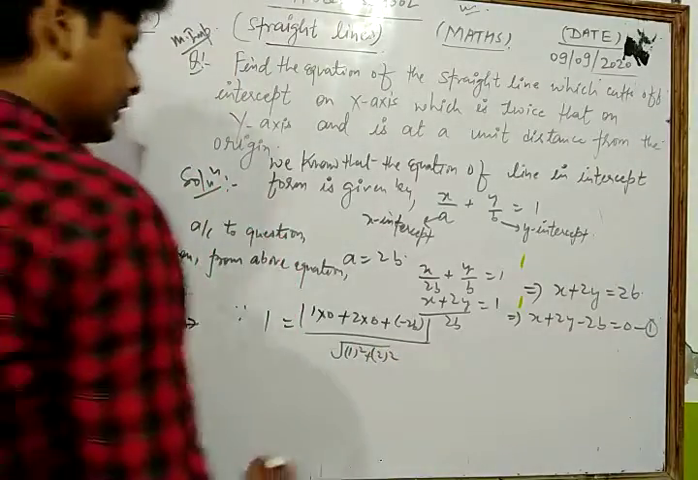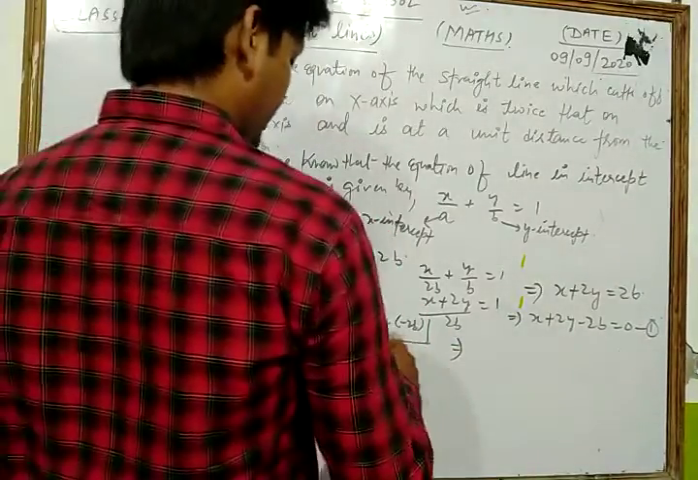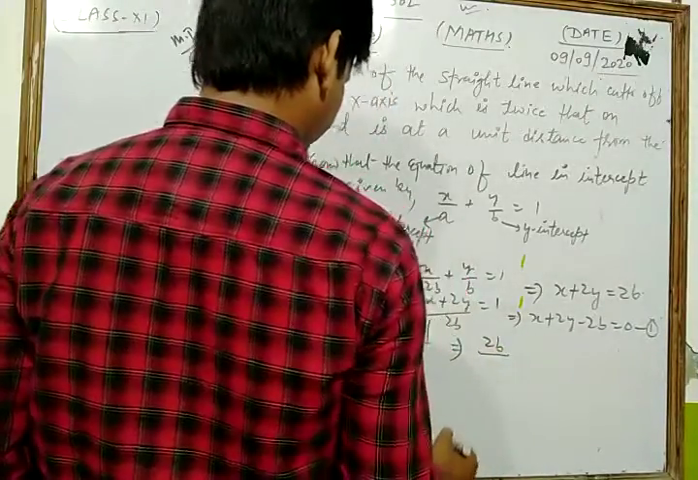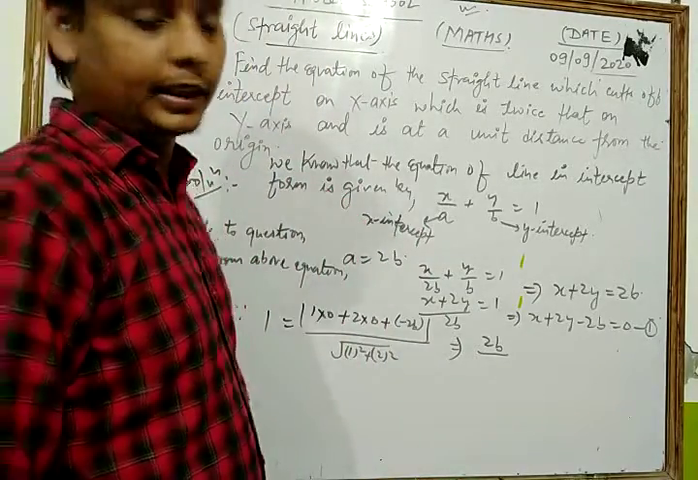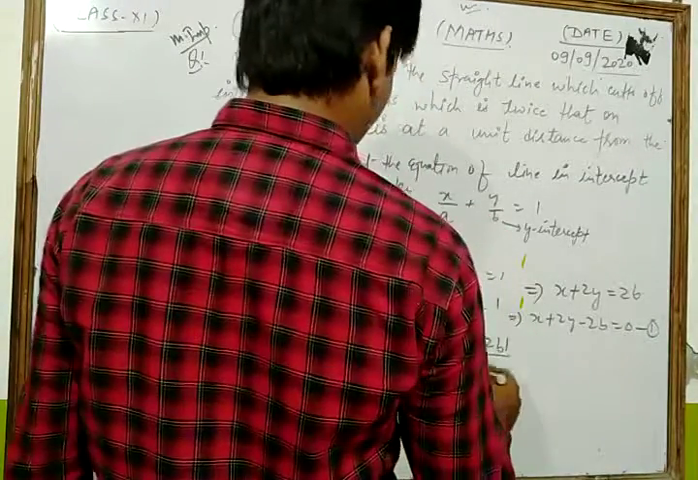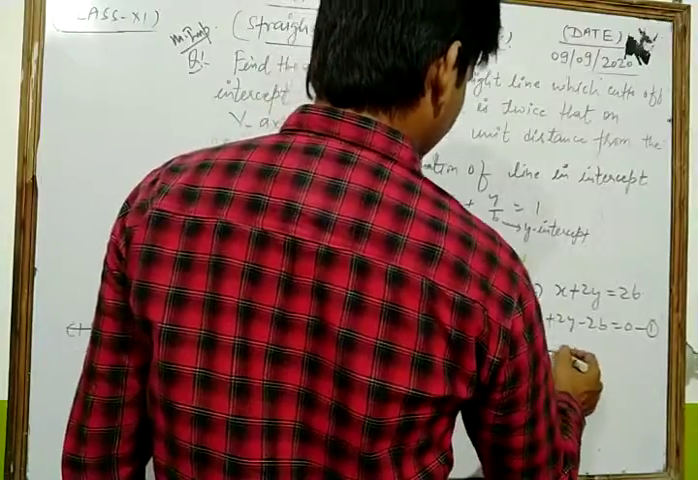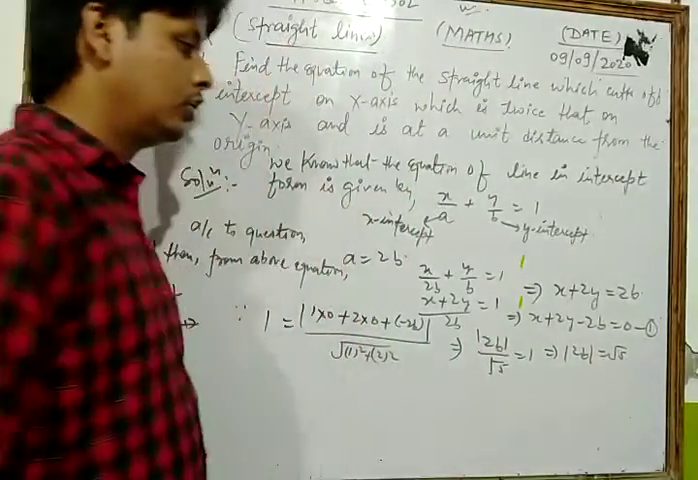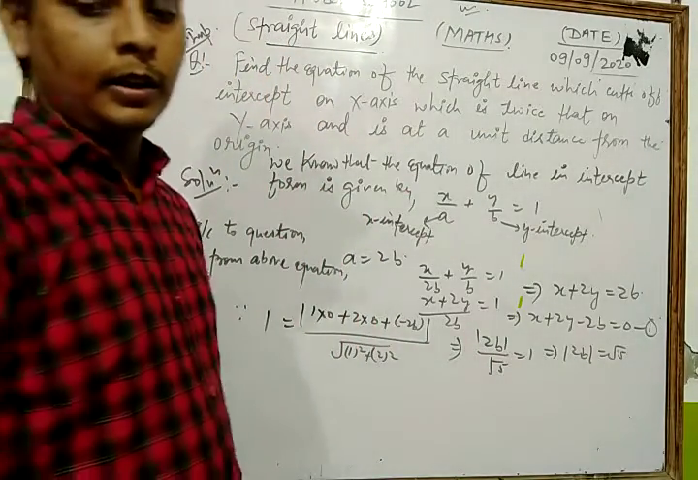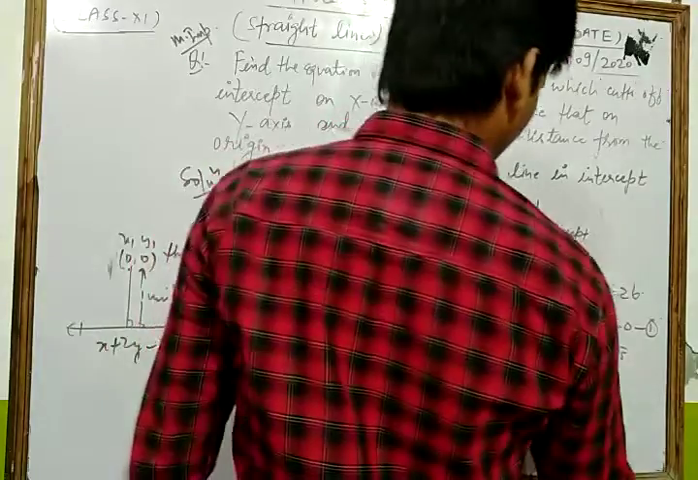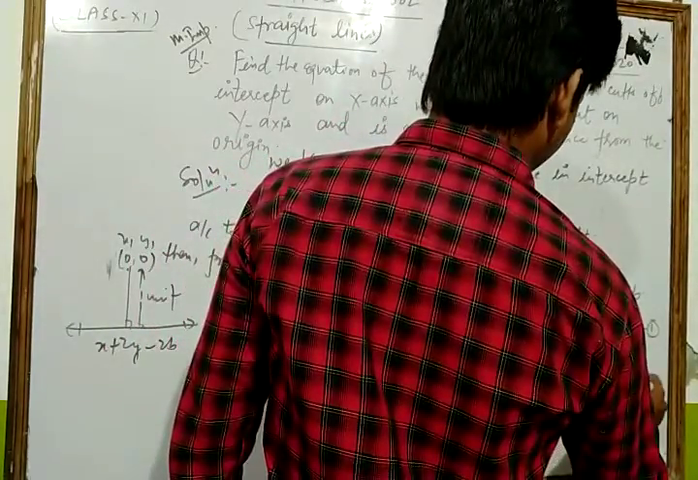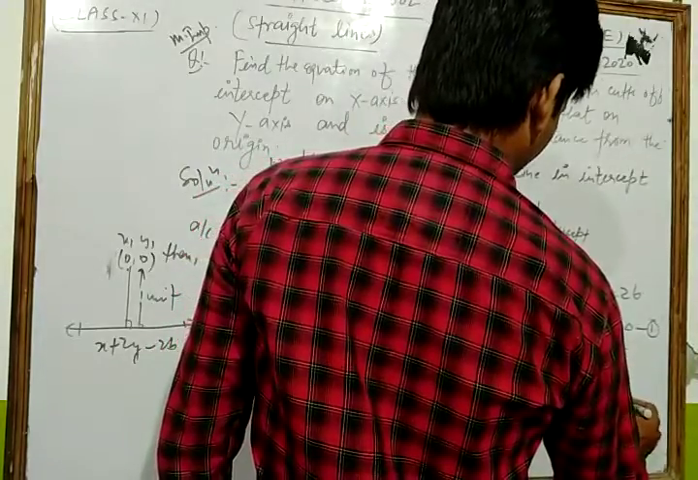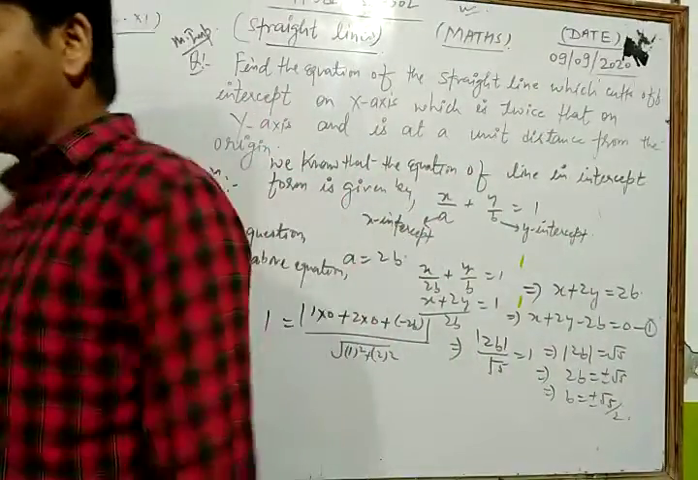Now look what I get. We get minus 2b, so that is mod of 2b upon root 5 is equal to 1. So we get mod of 2b is equal to under root 5. So in this way 2b is equal to plus minus root 5. So the value of b is equal to plus minus under root 5 upon 2. Now what do I do, dear students?